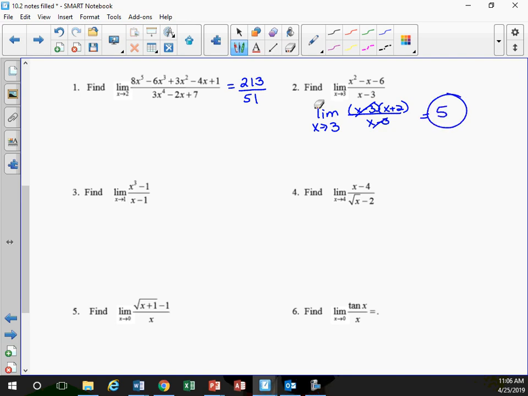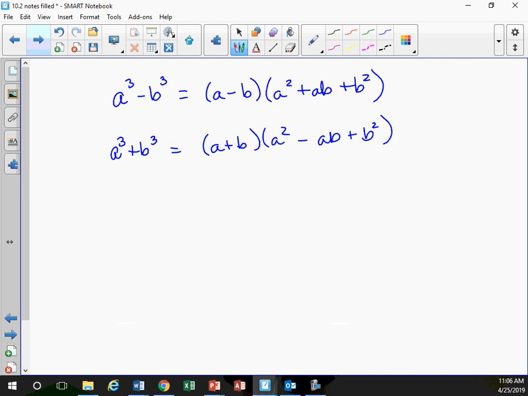Try 3, factor. If you forgot cubing factoring, there you go. That should not be a new concept for you. If you forgot how to factor cubes, here's your rule. If this is the first time you've ever seen this, I'm a little concerned. It's not the first time. Second time.